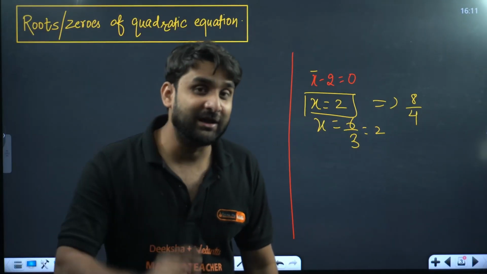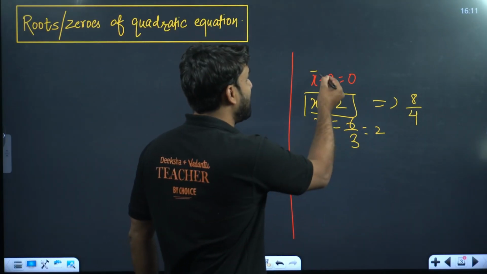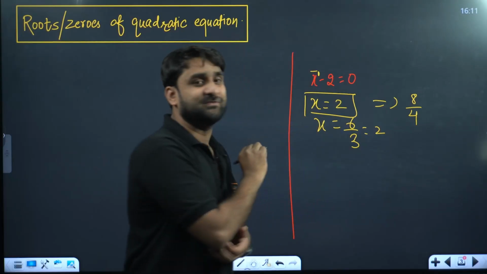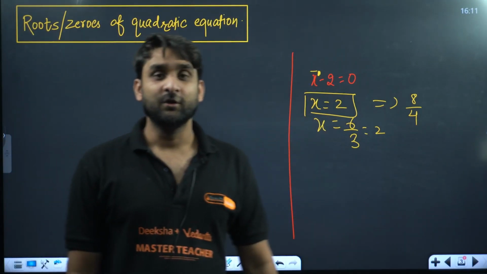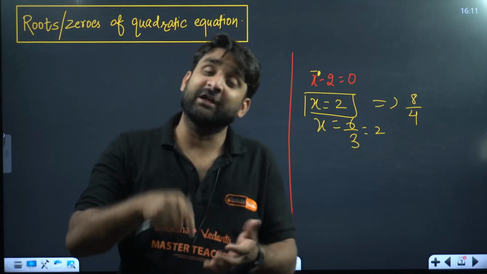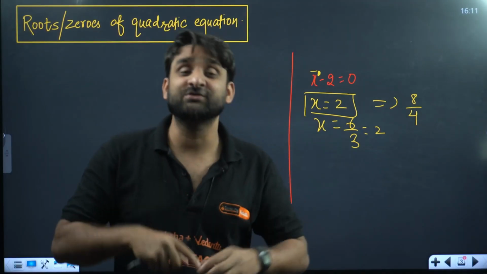And why are we getting only one solution? Because the highest exponent of x is 1. So the highest exponent of the variable decides how many solutions there will be.